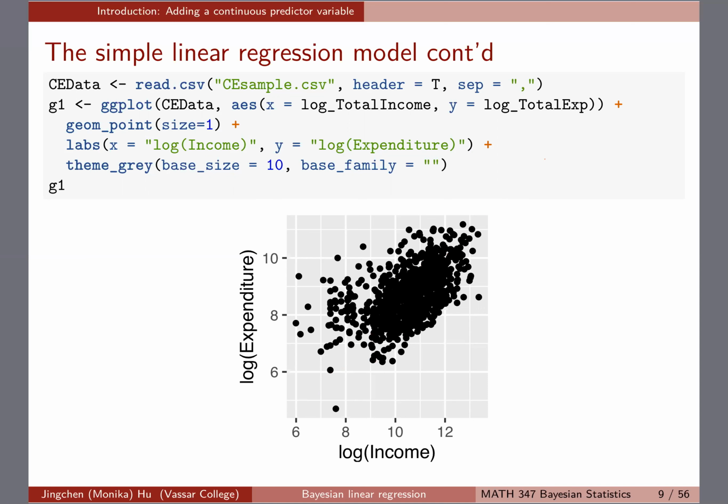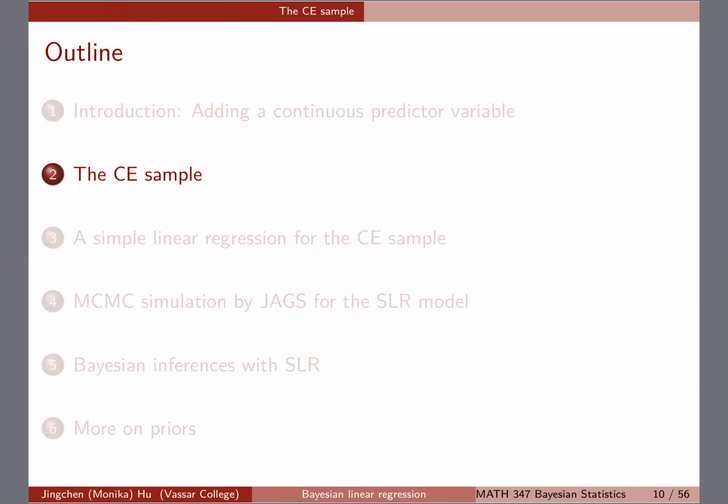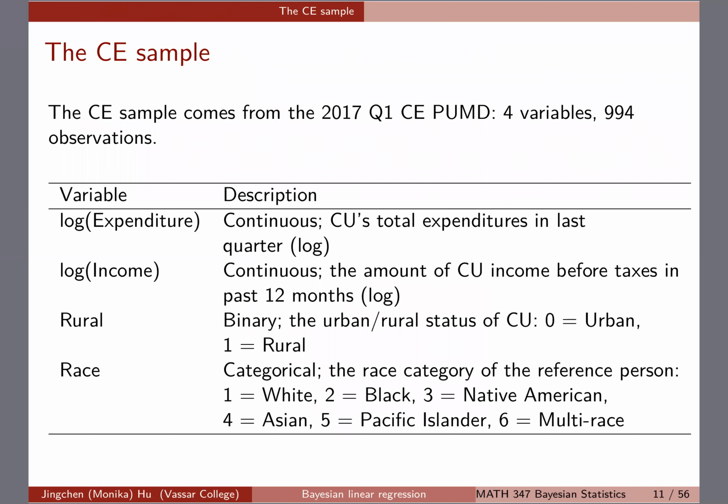Alrighty, so you can later play with the data set a little bit more. And yeah, I'm just going to summarize this really quick. The CE sample that we work with has 4 variables for us. There are 994 observations in total. And the outcome is the log expenditure. It's going to be continuous. And we're looking right now at the log income for the simple linear regression. So that will be a continuous predictor.